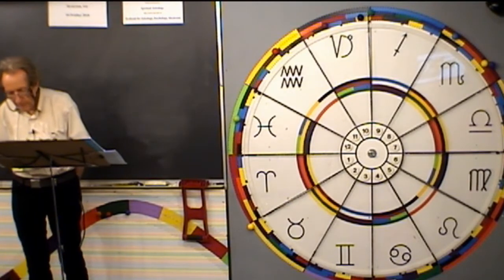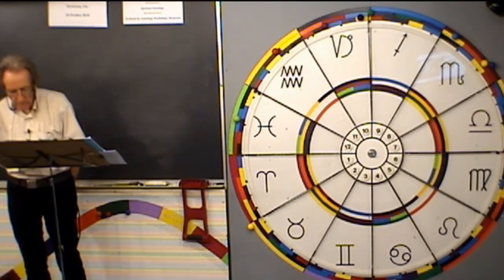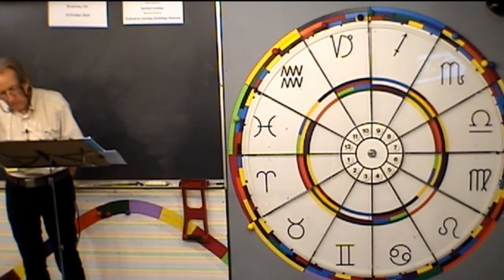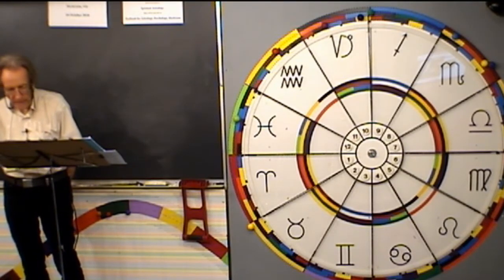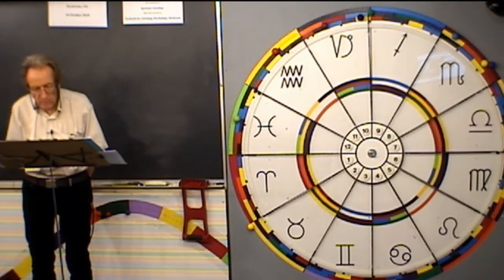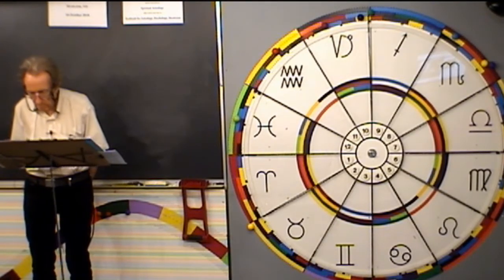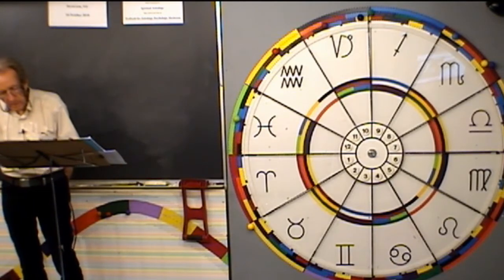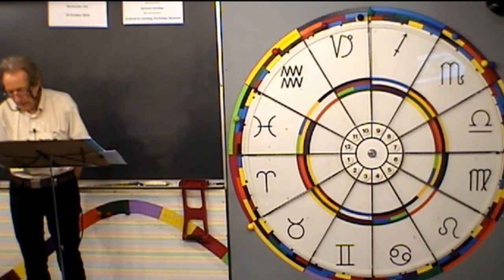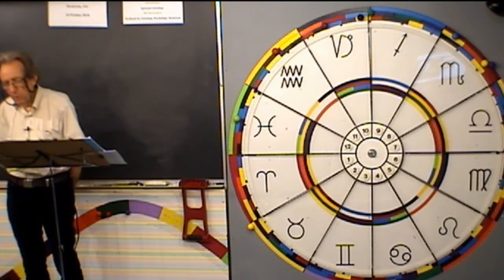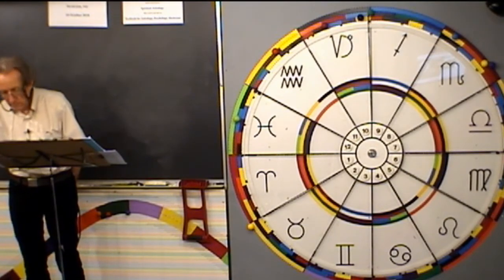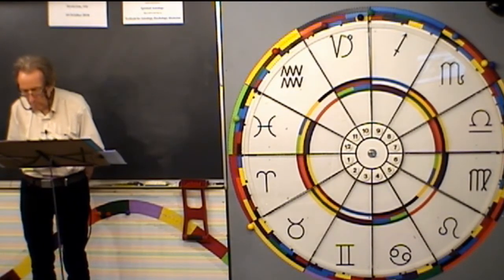Now we throw a curve at you right away. The second house presents us with the opportunity to study sign and house overlap. This is something that's usually done only at an advanced level. It was mentioned earlier in this class, but there is sometimes a blurring between the signs and the houses, or there is an overlap. Normally, houses represent fields of opportunity, and signs represent fields of attitude.